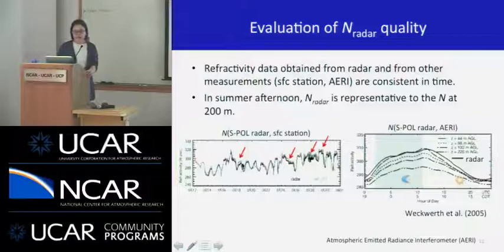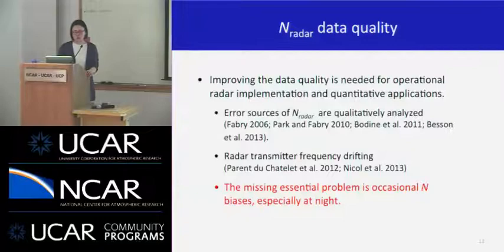But there are still some problems that are not solved. For example, even though it's very consistent, at some time periods you will see a little bit of discrepancy between the surface and the radar estimate, and especially this occurred in the nighttime. So in order to do so, many error sources of refractivity have been qualitatively analyzed. And the second part, especially for the people who want to do that in the operational mode, for example in the UK and in France, they need to solve hardware problems like transmitter frequency drifting, but this has already been solved. So there's still some missing part, and this will become my PhD thesis, which is the occasional refractivity biases, particularly at night.